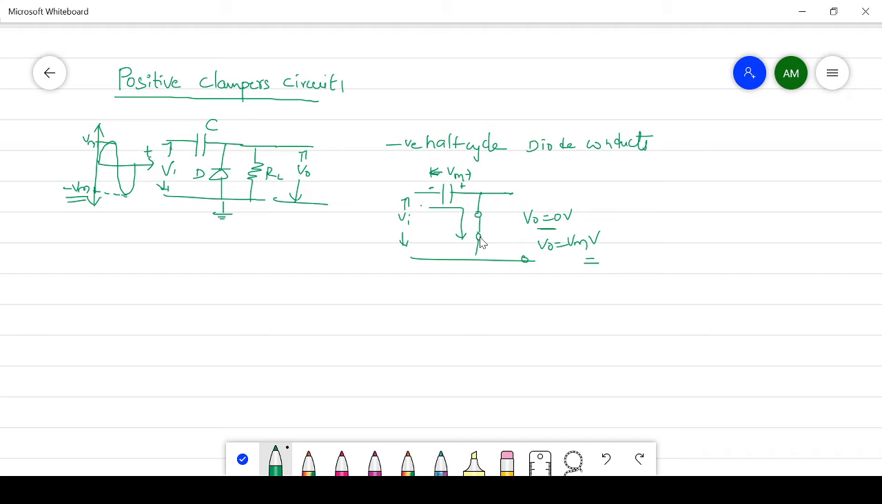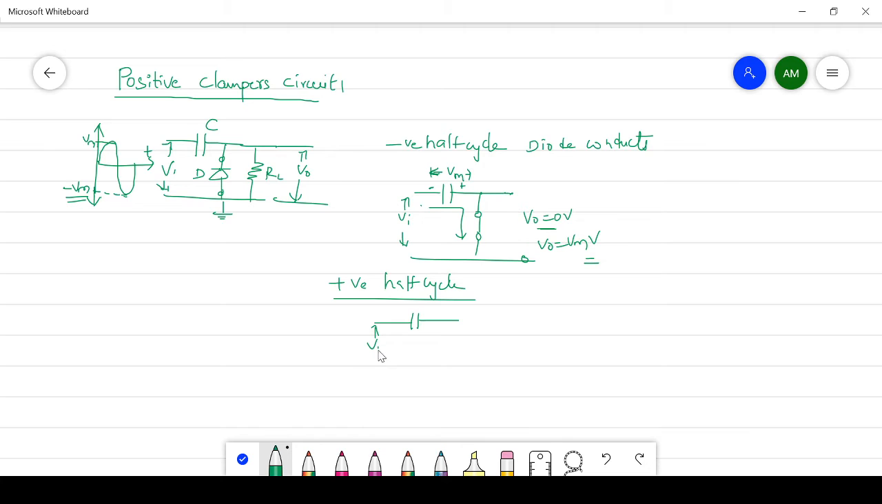Next, whenever the positive half cycle is applied to the circuit, what happens? When we are applying the positive half cycle, this diode is reverse biased, because the positive voltage is applied to the cathode terminal. In the reverse bias condition, the diode does not conduct. It is like an open circuit.